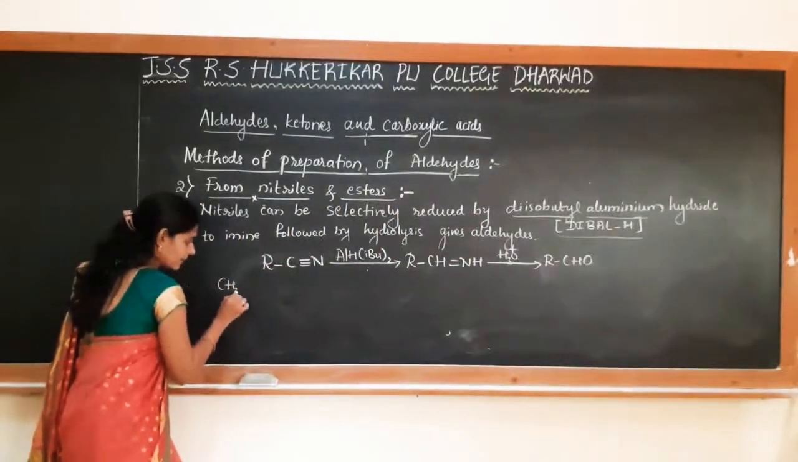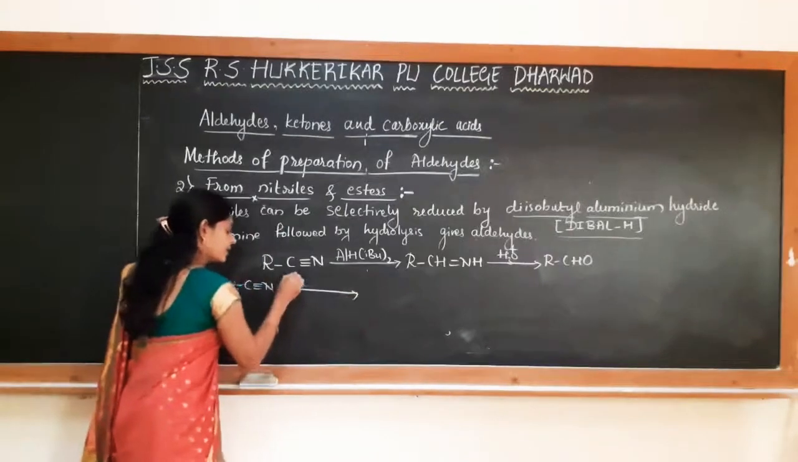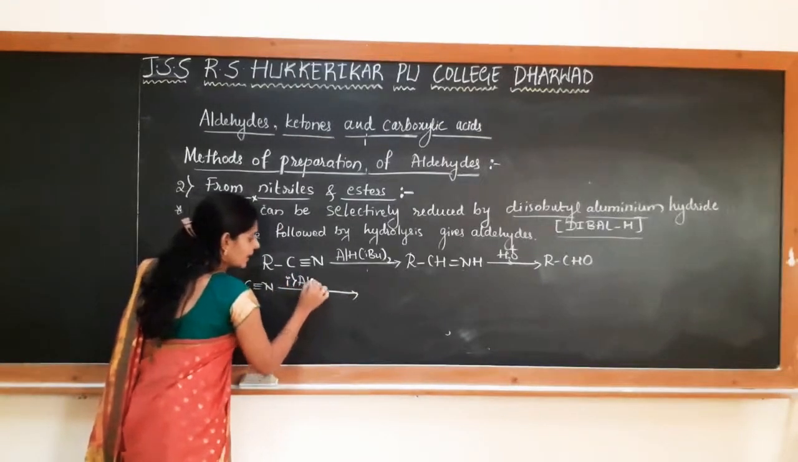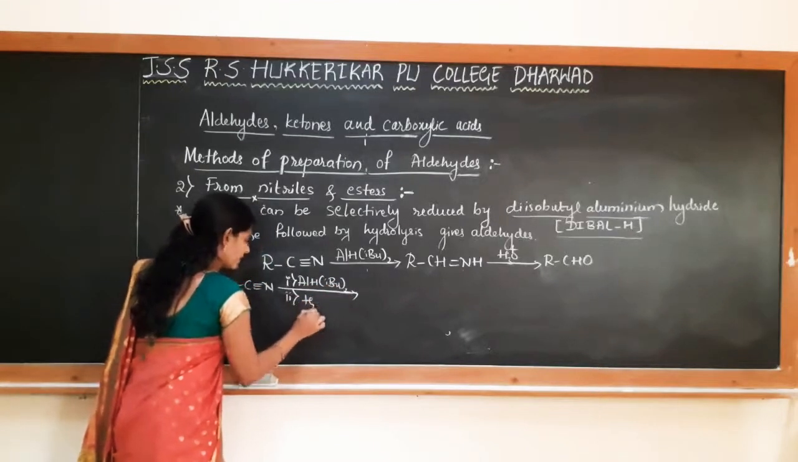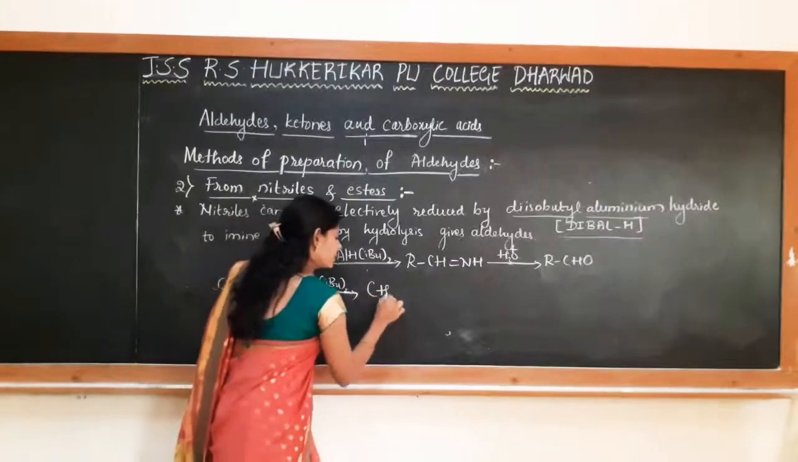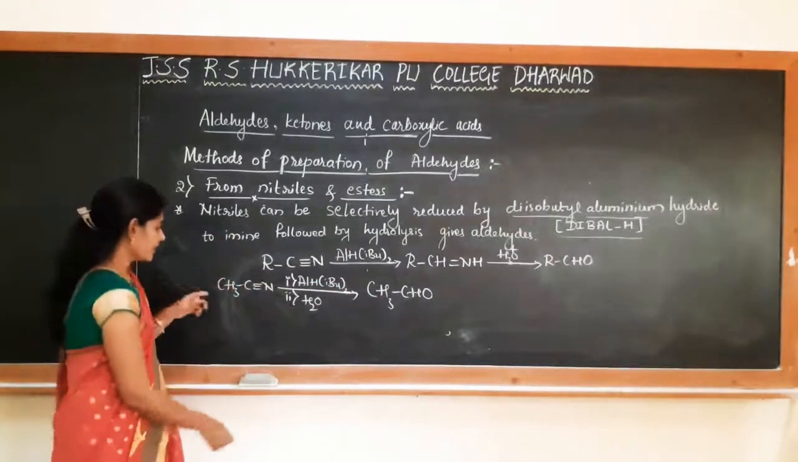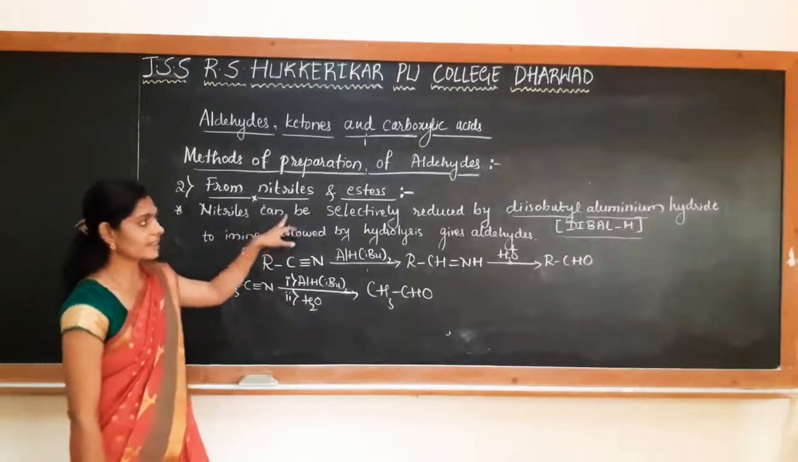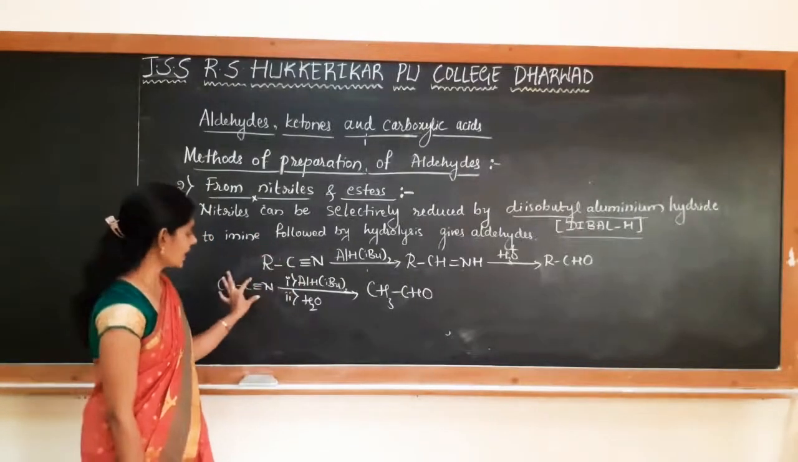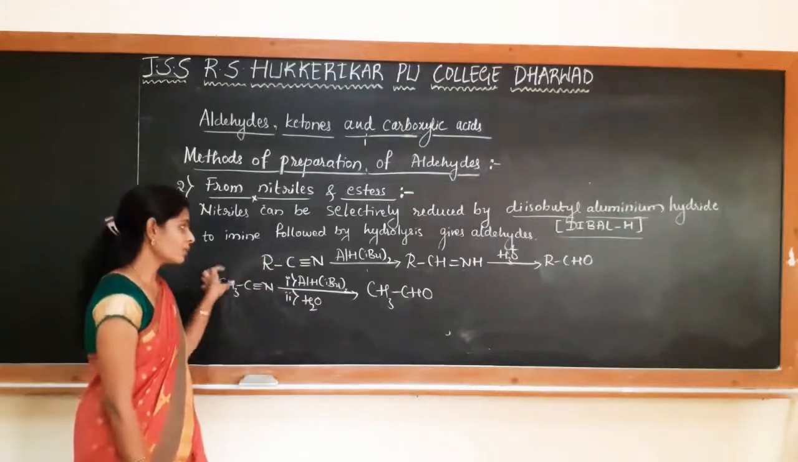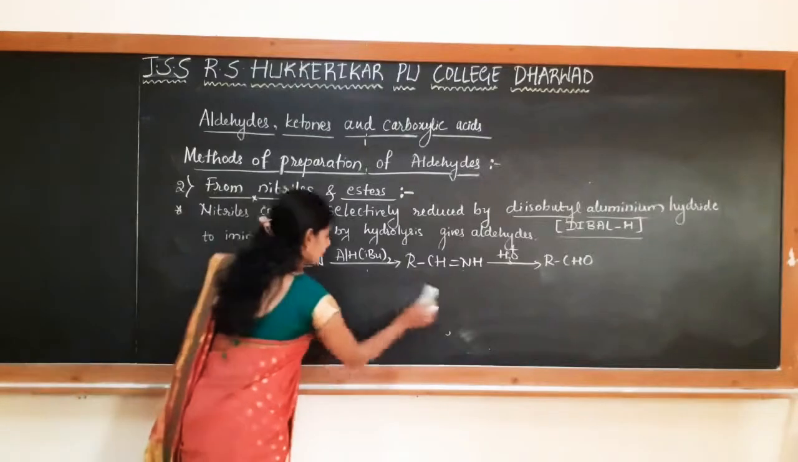If I write an example, if I take acetonitrile, this on reaction with diisobutyl aluminium hydride followed by hydrolysis results in the formation of acetaldehyde. So this is one example. Similarly, as I said, it is a selective reducing agent. Here we don't have any other reducible group, only nitrile. If any other group is present, it still reduces only the nitrile group. The other things remain as they are.